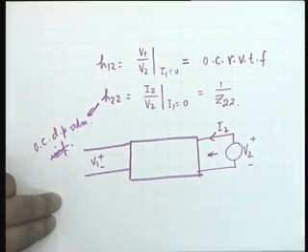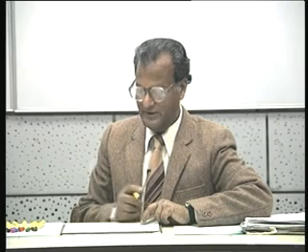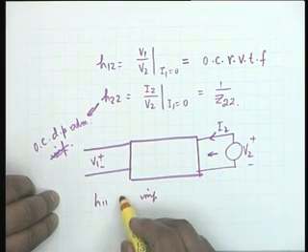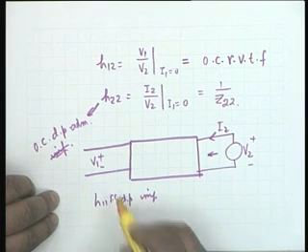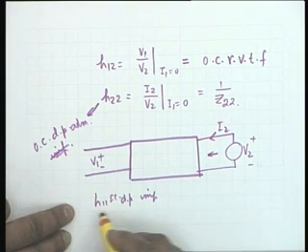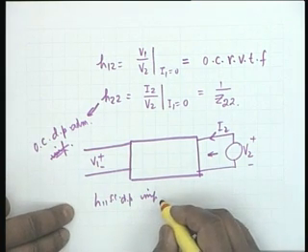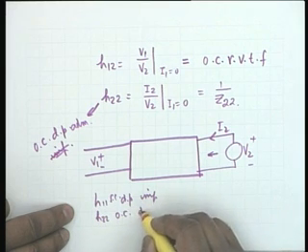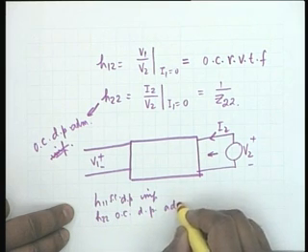Now, let us look at the dimensions. H11 was impedance and its driving point, and it is short circuit. H11 is short circuit driving point impedance. H22 is open circuit driving point admittance.